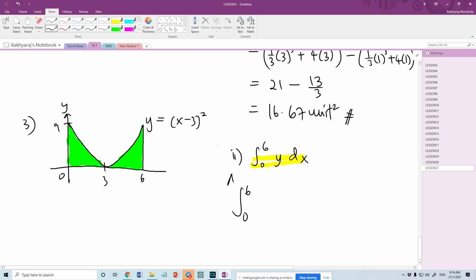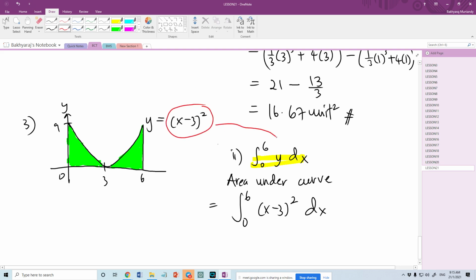Okay, my area under curve. Okay, area under curve sama dengan, 0 to 6. And then what is your y formula? Apa kita punya y formula? Y formula ialah x minus 3 power of 2 dx lah. Because this is our y what? Ini kita punya y. Ini kita punya y. Kita punya y, kita substitute dekat sini.